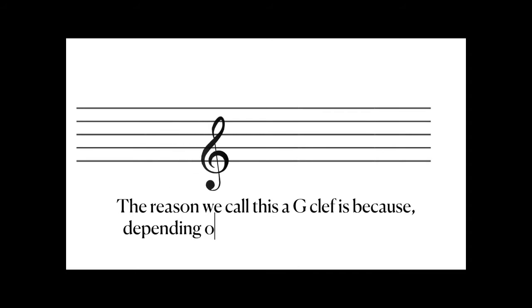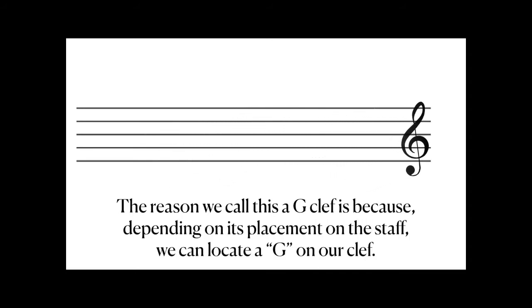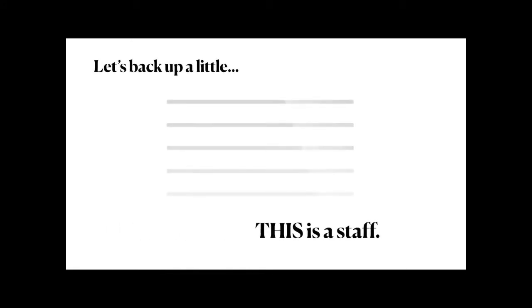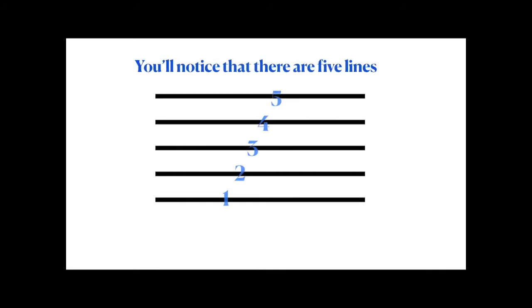The reason we call this a G clef is because, depending on its placement on the staff, we can locate a G on our clef. But let's back up a little. This is a staff. You'll notice that there are 5 lines and 4 spaces.